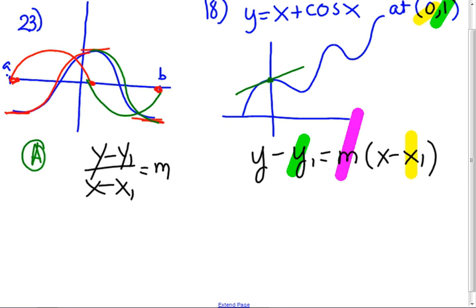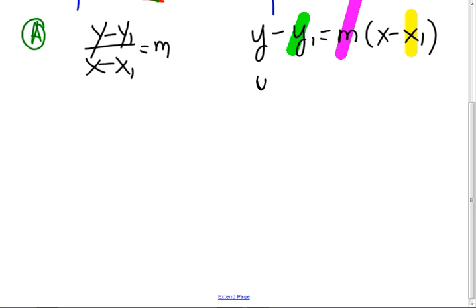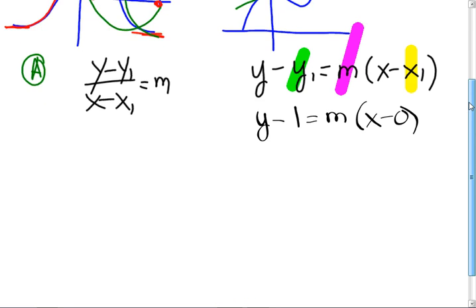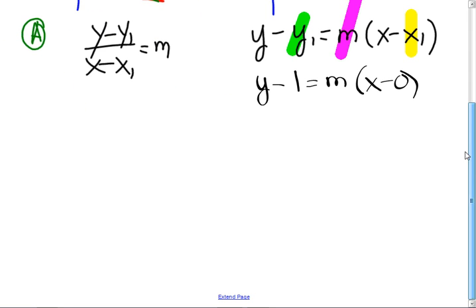Okay, so what's my x value? Let's put in what I know, because I like to feel confident here. What's the y value? 1 equals my slope, and slope's always, always, always a number. What's the x value? 0. How do you find the slope? It's the only thing we've been doing. Derivative. So y equals x plus the cosine of x. I want y prime.